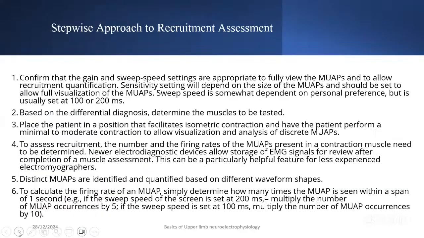Stepwise assessment: confirm that the gain and sweep speed settings are appropriate to fully view the MUAPs and to allow recruitment quantification. The sensitivity setting will depend on the size of the MUAPs and should be set to allow full visualization of the MUAP on the screen. The sweep speed is somewhat dependent on personal preference, but is usually set to 100 or 200 milliseconds. Based on the differential diagnosis, determine the muscles to be tested. Position the patient to facilitate isometric contraction, and have the patient perform a minimal or moderate contraction to allow visualization of the MUAPs. So that's how we do the MUAP analysis.